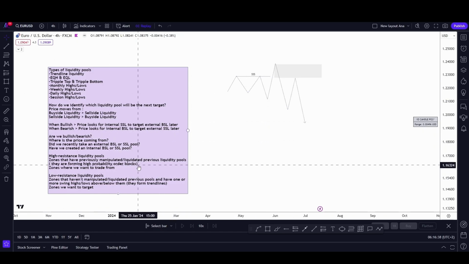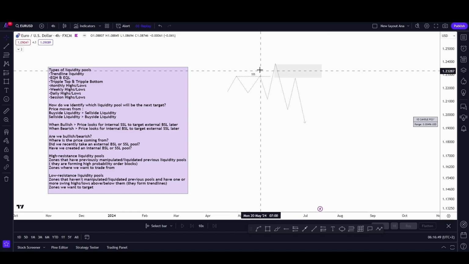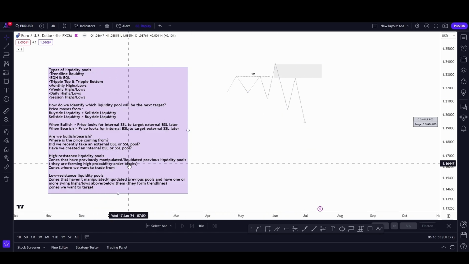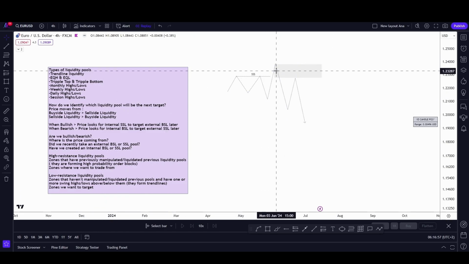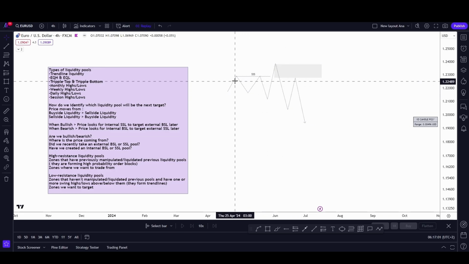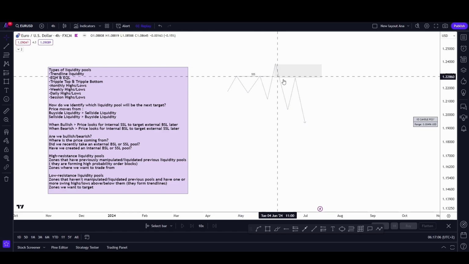That's why low resistance liquidity is the one that moves quickly and smoothly. And I will also show an example of a low resistance liquidity pool. So those high resistance liquidity pools are actually the ones that are forming high probability order blocks. So those are order blocks that have manipulated, or zones that have manipulated previous liquidity pools. And these are the zones that we would like to look to trade from.